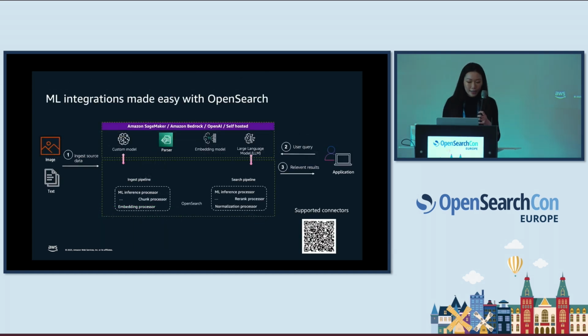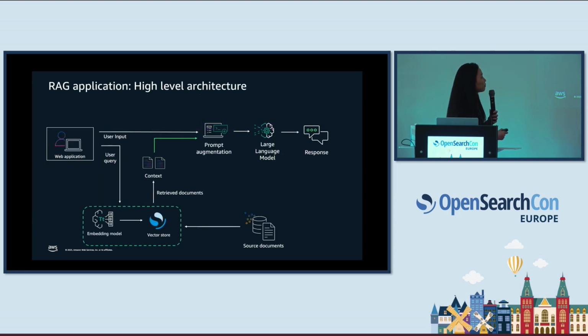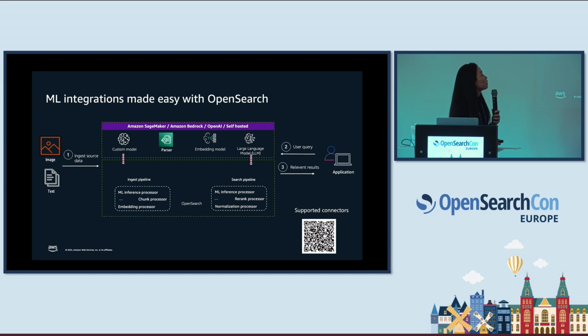In RAG applications, we will need two models, right? In this case, we will need embedding models and also a large language model. How do we achieve RAG applications? ML integrations make it very easy in OpenSearch. You don't have to generate the embedding outside of OpenSearch. You can also do it within OpenSearch.